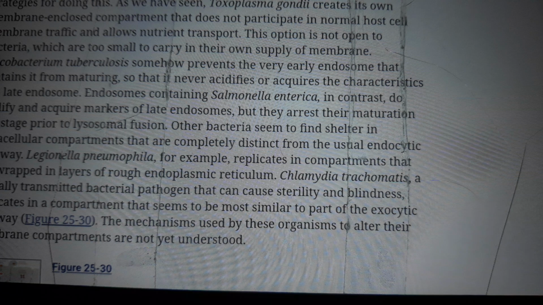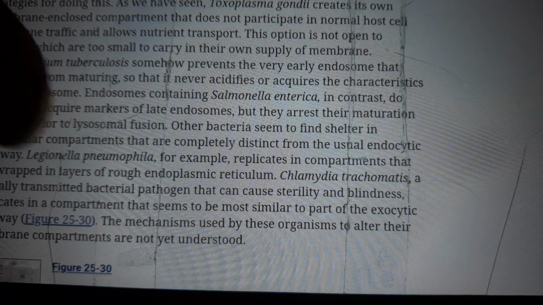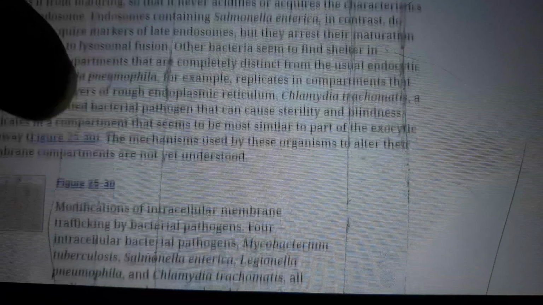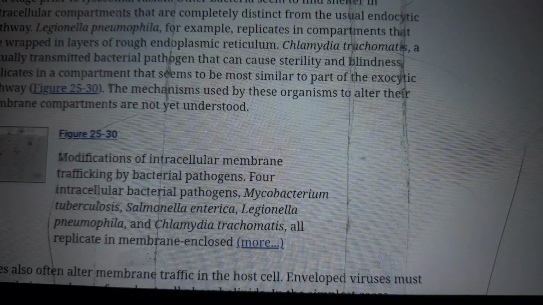As we have seen, Toxoplasma gondii creates its own membrane-enclosed compartment that does not participate in normal host cell membrane traffic and allows nutrient transport. This option is not open to bacteria, which are too small to carry their own supply of membrane. Mycobacterium tuberculosis somehow prevents the very early endosome that contains it from maturing, so that it never acidifies or acquires the characteristics of a late endosome. Endosomes containing Salmonella enterica, in contrast, do acidify and acquire markers of late endosomes.